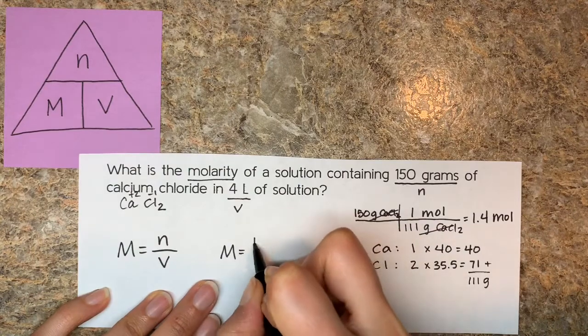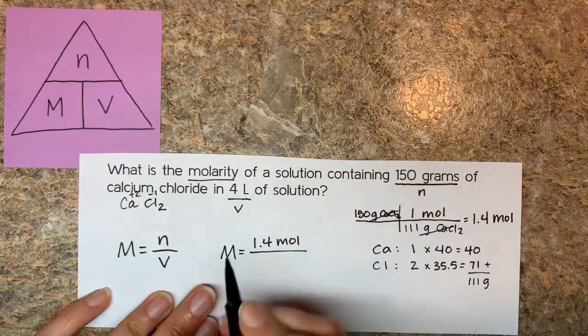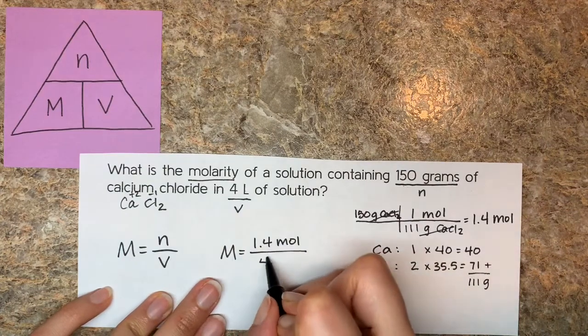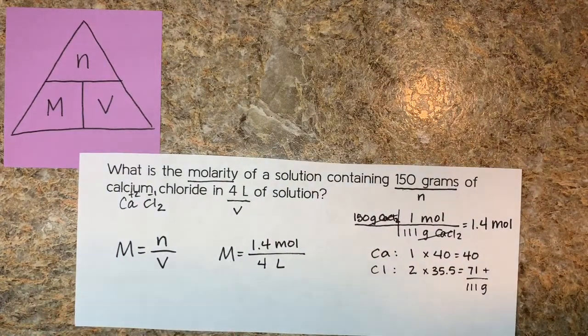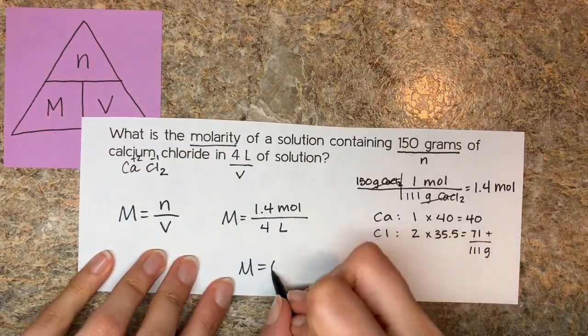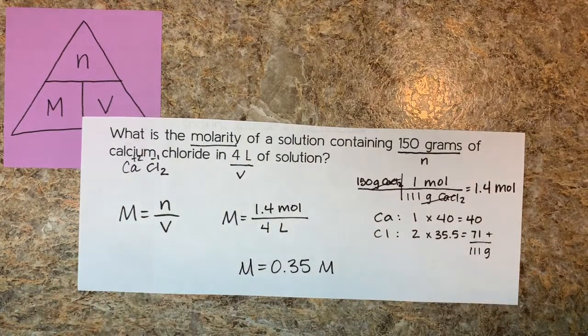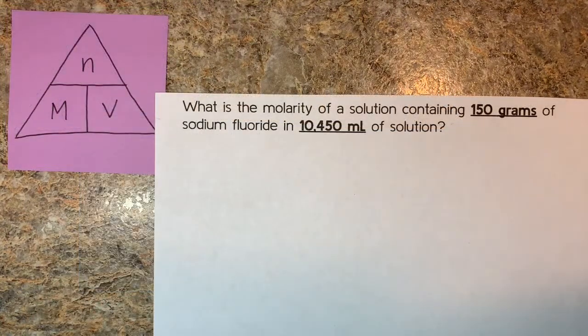M is equal to 1.4 moles of solute divided by my volume of 4 liters. I'm going to plug this into my calculator, and you should get a molarity of 0.35 molar. Let's try another problem.